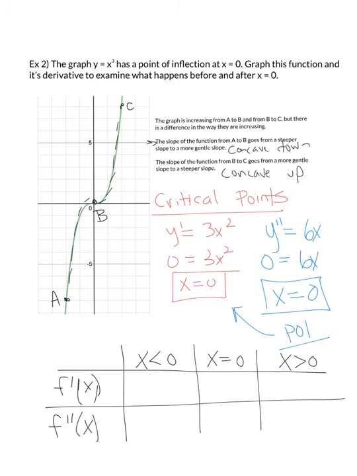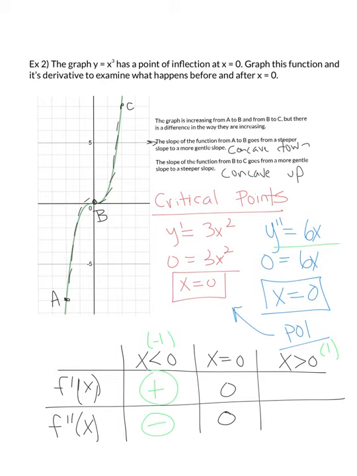Now I've taken this interval chart and I'm expanding on it. Now I don't have my derivative and my original function, I have my derivative and my double derivative. Our only critical point was 0, and if we plug that into our double derivative, we get 0 as well. I'm going to choose a test value of -1, something less than 0, and then a test value of 1, something greater than 0. If I plug -1 into my first derivative, I get 3 times -1 squared, which gives a positive result. If I plug that into my second derivative, I get 6 times -1, which is a negative result.